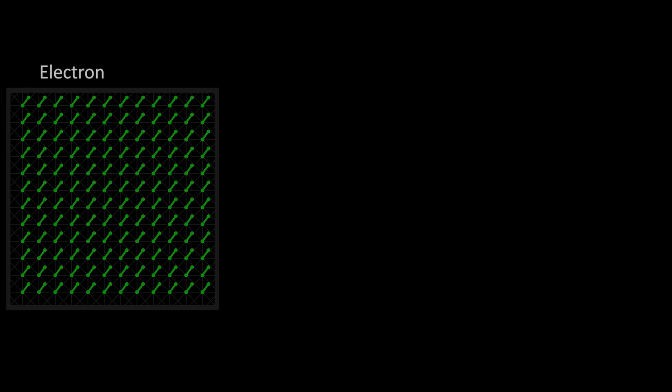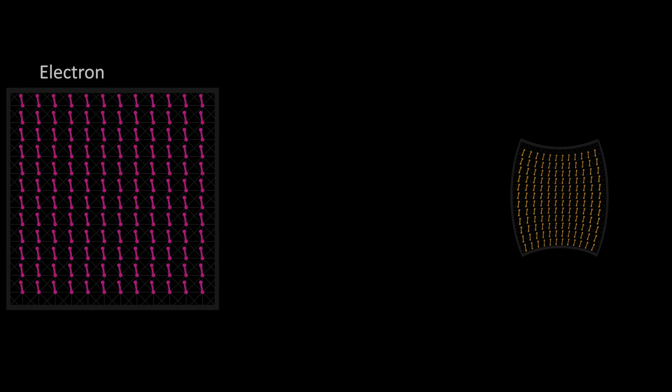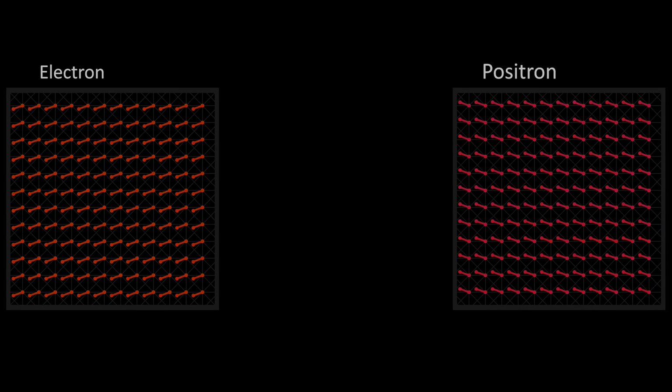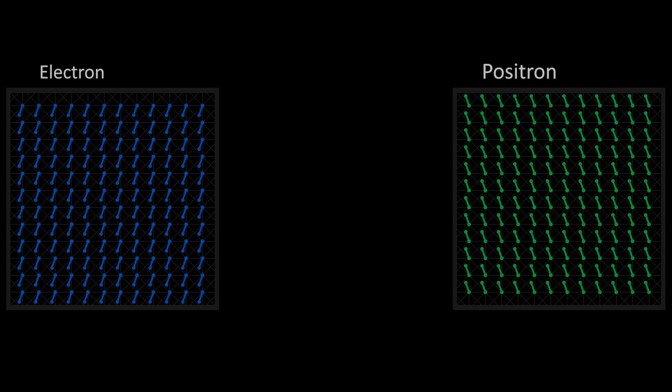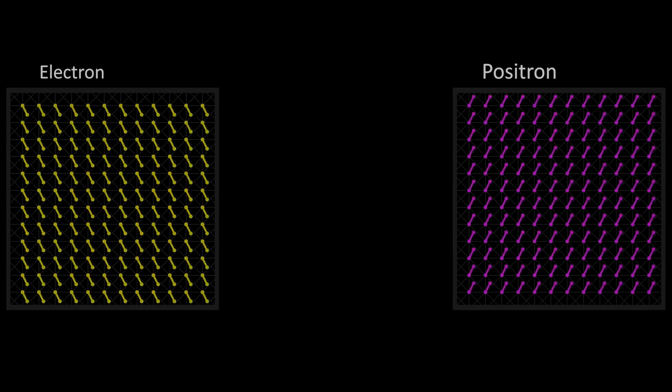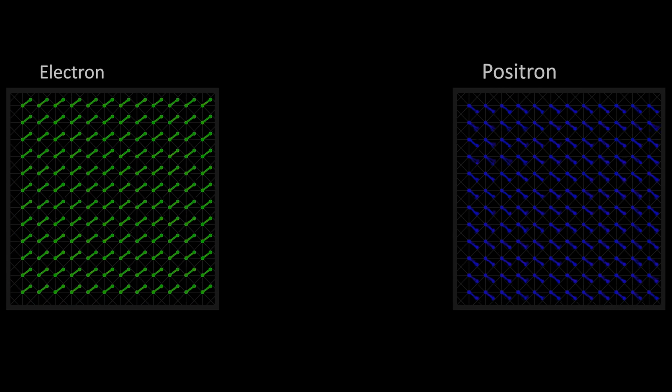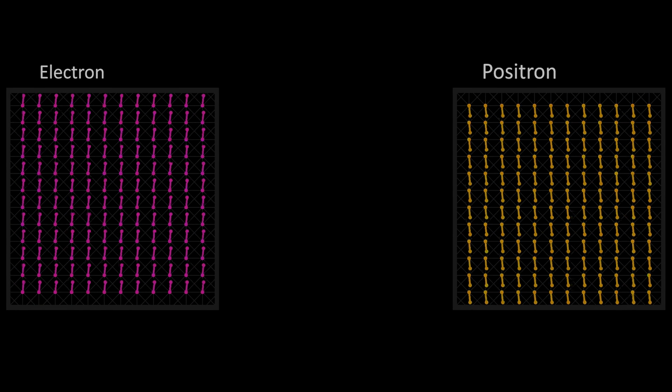So for this animation, what we have here is an electron's wave function on the left and a positron's wave function on the right. In both cases, we're looking at them from the bottom up, with the flags pointing into your screen. Now the expert viewer will say, hey, if we're charge conjugating, then shouldn't we also reverse the flagpole direction? And yeah, that's a good point.